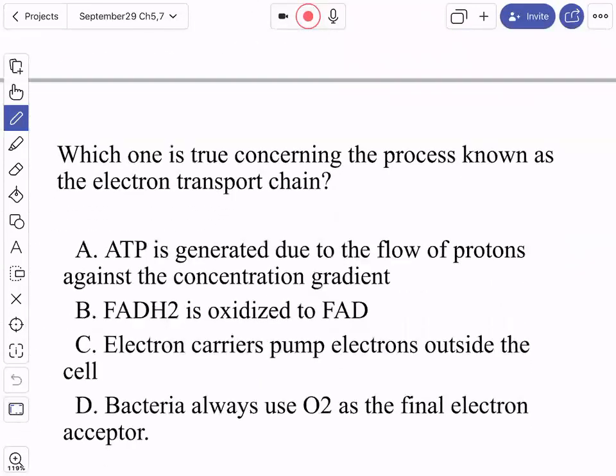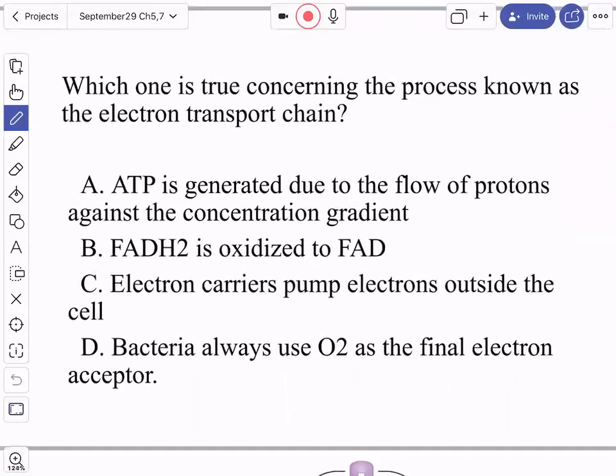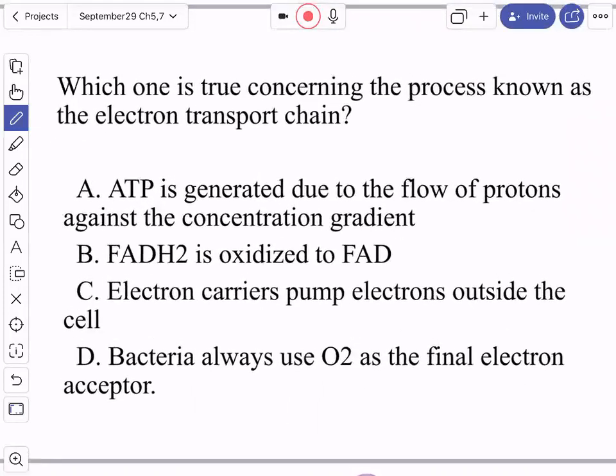Okay, one other question here before we get into some new content. Which one of these is true concerning the process known as the electron transport chain? Let me just give you 30 seconds to look at that and try to decide what you think the best answer is.